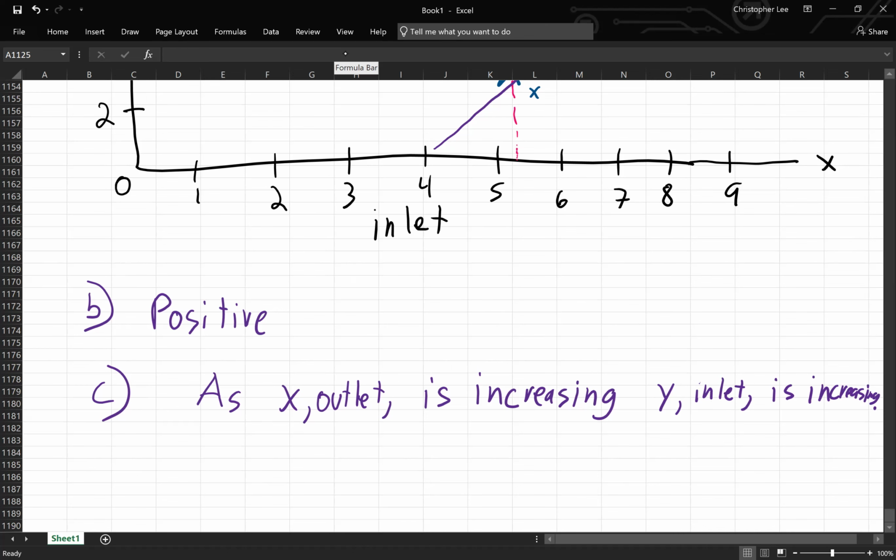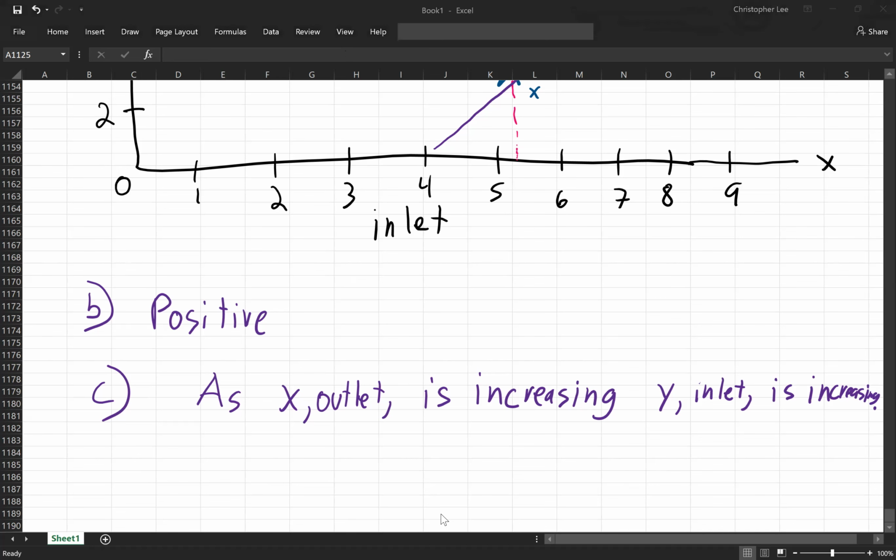If the graph was negative, your interpretation would be as X is increasing, Y is decreasing. Let me say it one more time. If the graph was negative, the interpretation would be as X is increasing, Y is decreasing. All right? In a nutshell, that's the scatter diagram. There is more to talk about, but I am concerned about time.